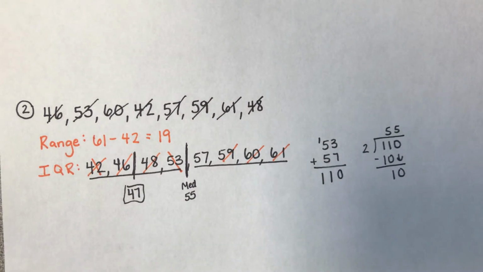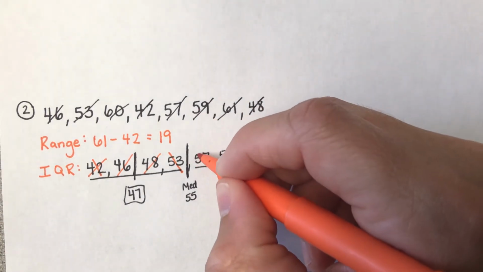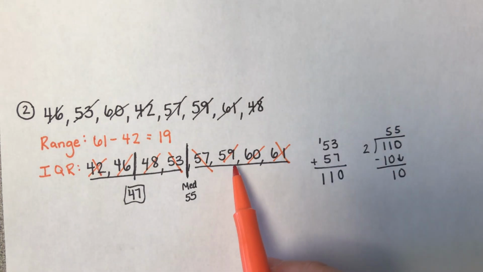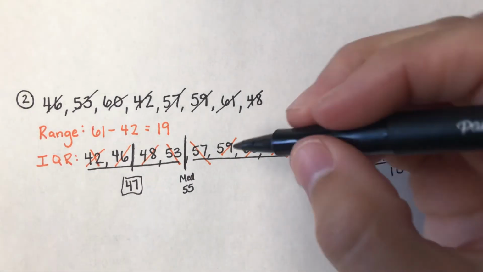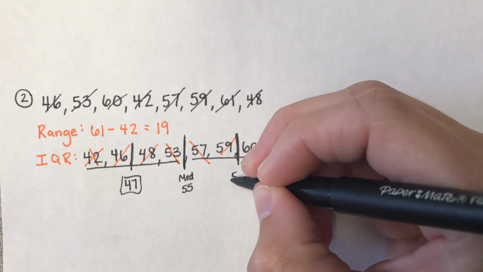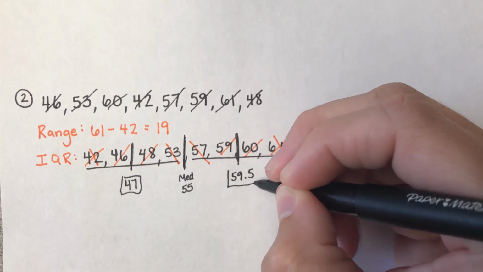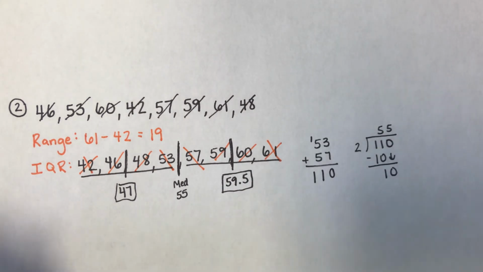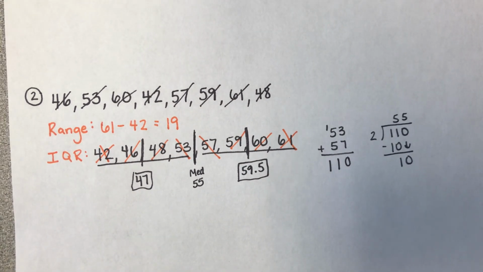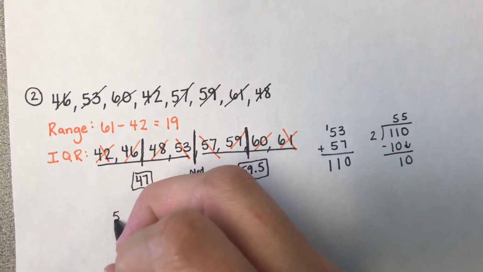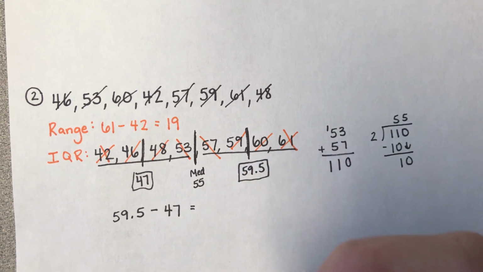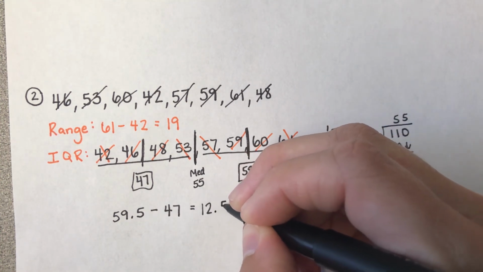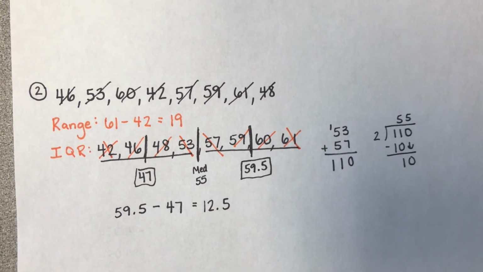Okay, now I gotta do the same thing on the other side with my upper numbers. That one's gone, that one's gone. I'm left with 59 and 60. Well, what's in between 59 and 60? All right, well, between 59 and 60 would be 59.5. Okay, now that you found those 2 numbers, now is when you do the range. So you're going to be doing 59.5 minus 47, and that's going to give you 12 and 5/10. Okay, so that's your interquartile range for that list of numbers.